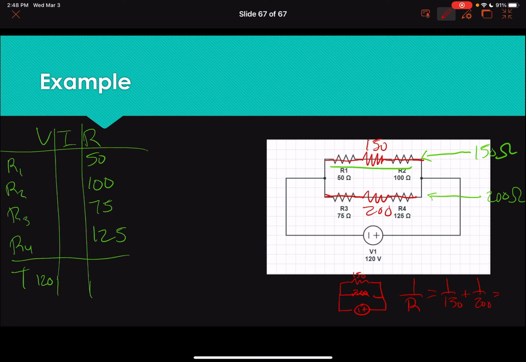Let me put that into my calculator. And I get 85.7. And so that is our equivalent resistance for the whole circuit. I can do 120 divided by that. I get 1.4. Okay. And so now I'm going to delete a lot of these markings I made.